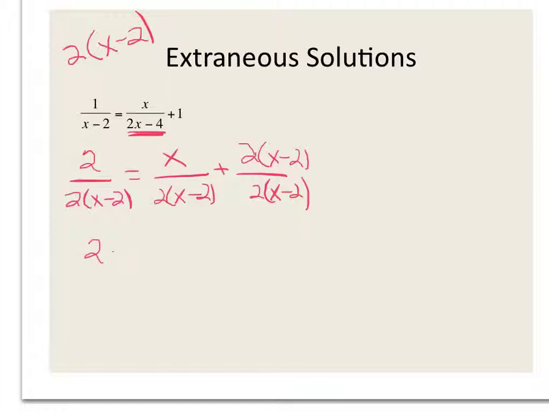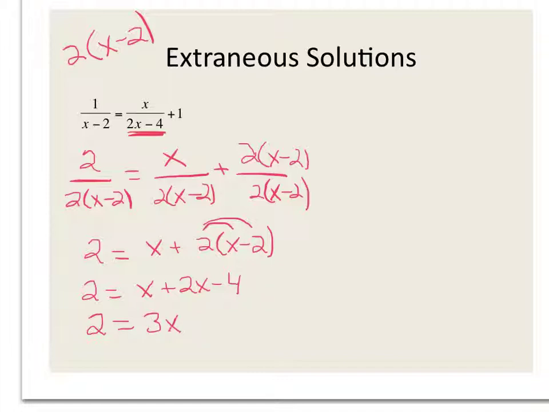So here we have 2 equals x plus 2 times x minus 2. I'm going to expand that out a little bit using the distributive property. Combine like terms. Now I'm going to solve, so I add 4 to both sides. I get 3x is equal to 6. Divide by 3, and I get x equals 2.